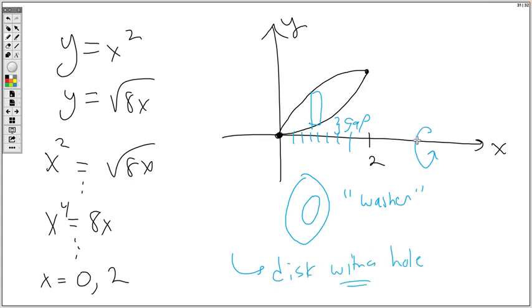And once again, how do you identify your disk is going to have a hole in it? If you have a gap between the bottom curve and the axis of rotation. Make sense or not? So here's how I like to do this. They call this the washer method.